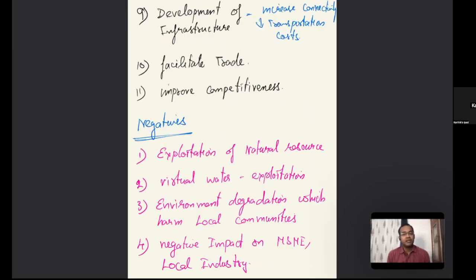Then development of infrastructure, where there is a high amount of connectivity and transportation. Increase in connectivity has been done, so the transportation cost has been largely reduced. You can connect the Weber also here. It facilitated trade. In the service sector, we have been largely facilitating trade with respect to industrial development.